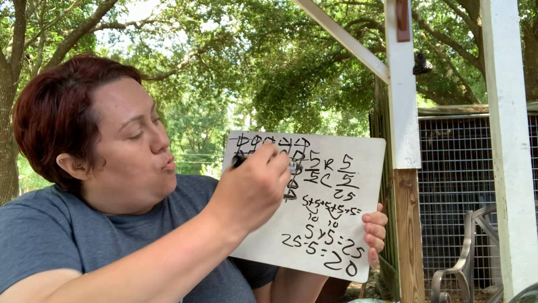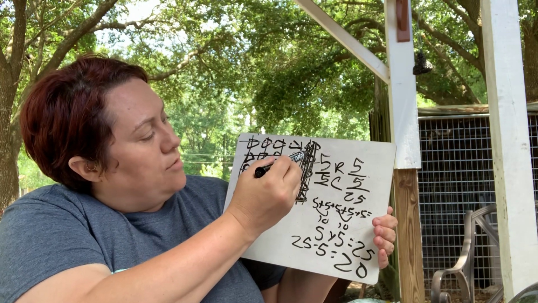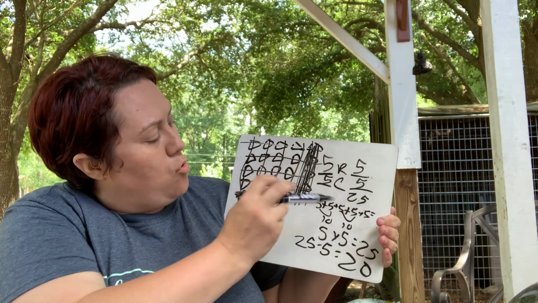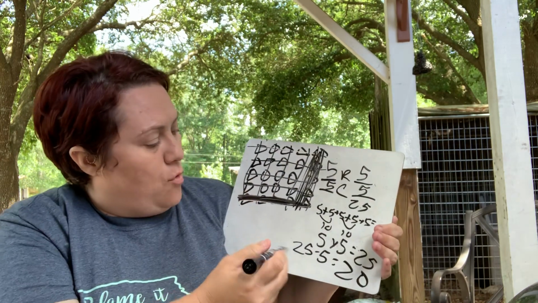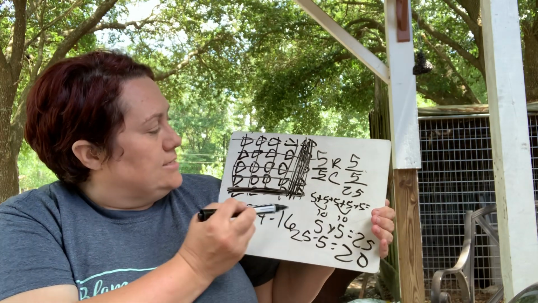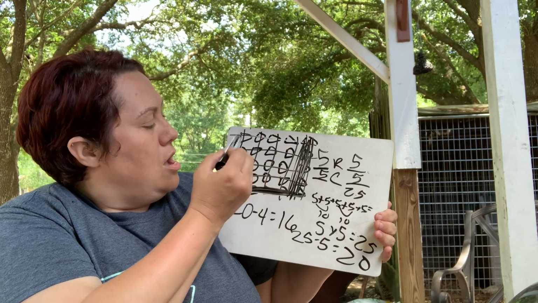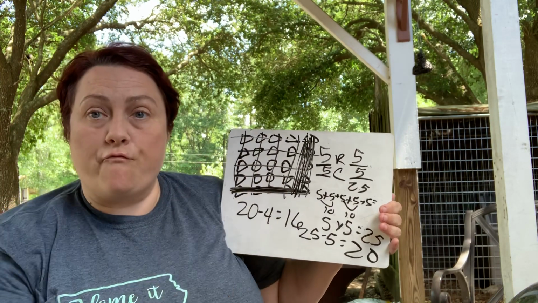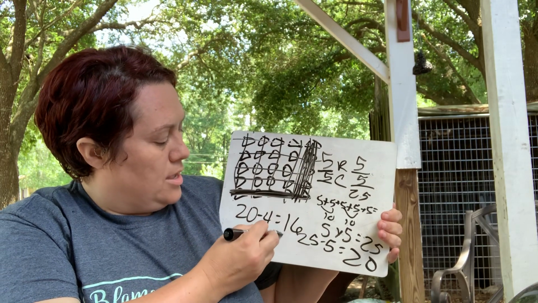Then it said remove one column. So we're going to take this off. How many are we taking off now? 1, 2, 3, 4. Remember, you're not counting that because you took that off in your row. So you're going to take away 4. So 20 minus 4 equals 16. You're left with an array of 4 columns of 4, 4 rows of 4. So 4 times 4 equals 16.